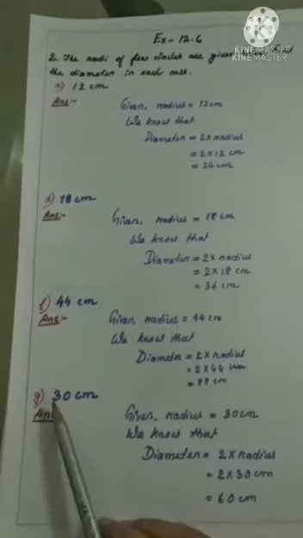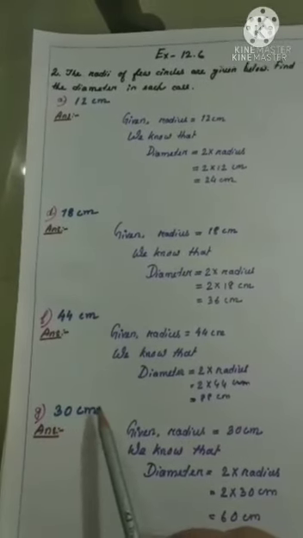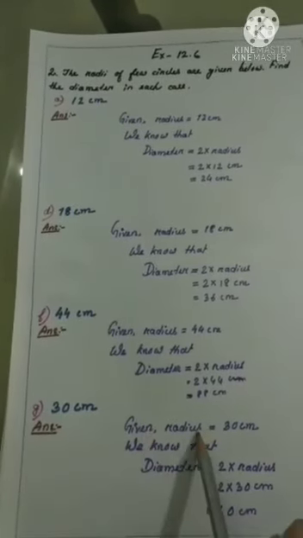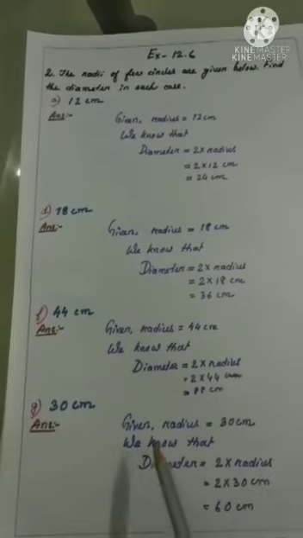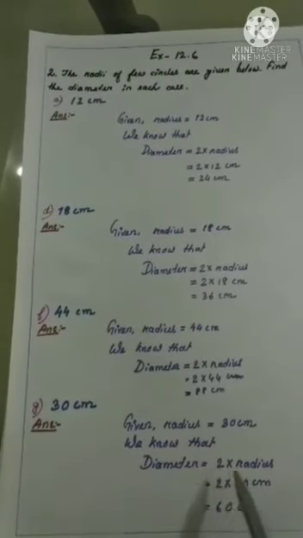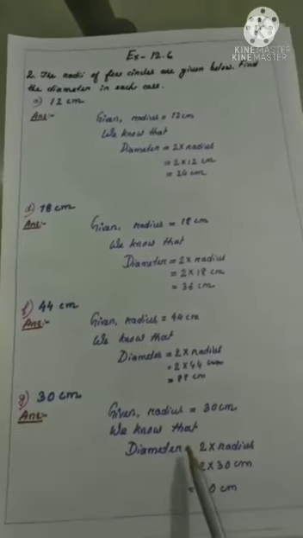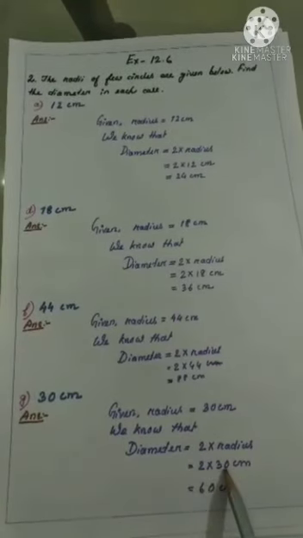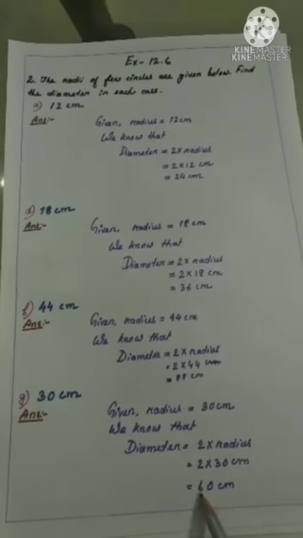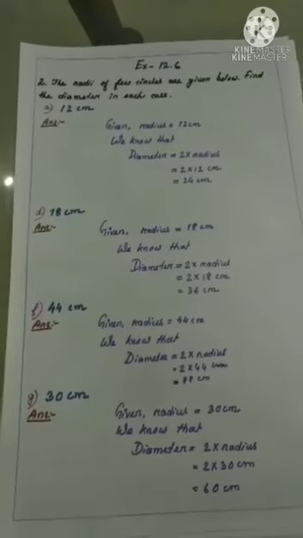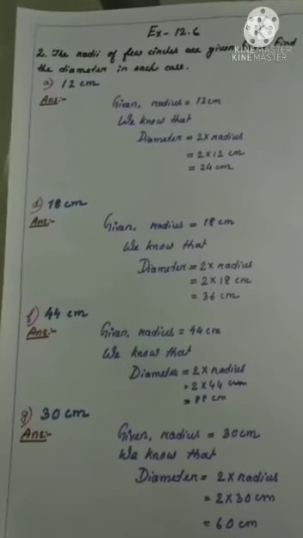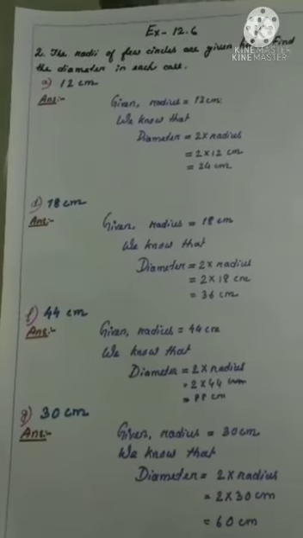Okay. Now see G number, 30 cm. Given radius is equal to 30 cm. We know that diameter is equal to 2 into radius. Therefore, 2 into 30 cm, which will be equal to 60 cm. Alright students, I hope you have understood. Rest, you will do homework.